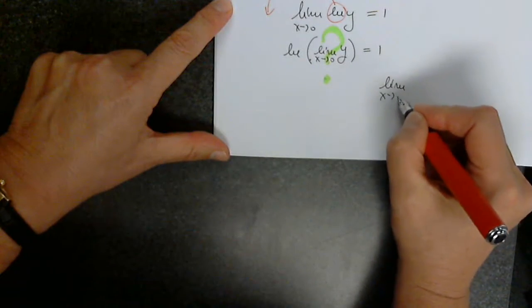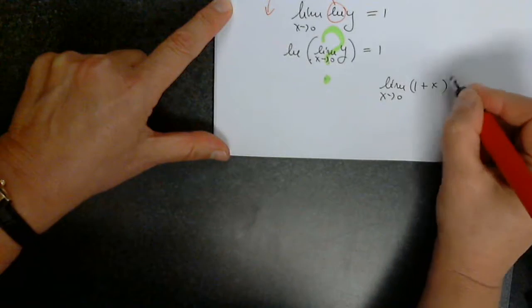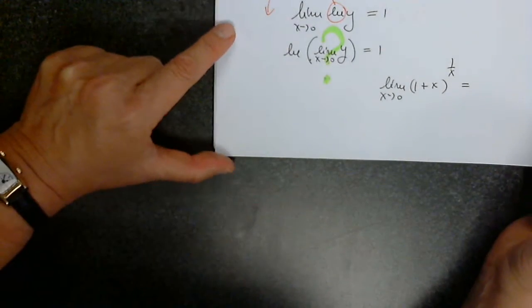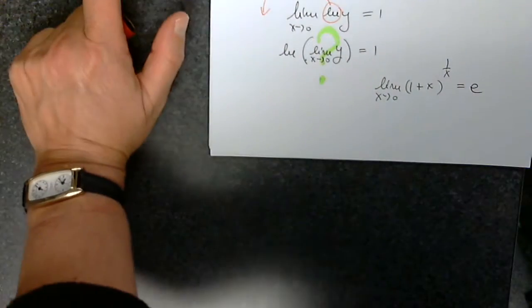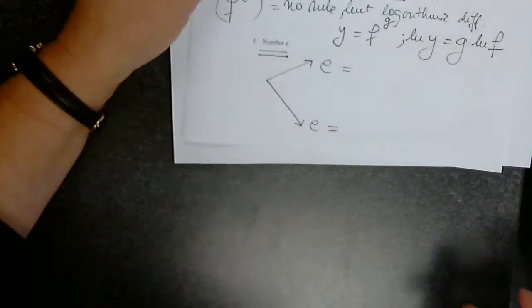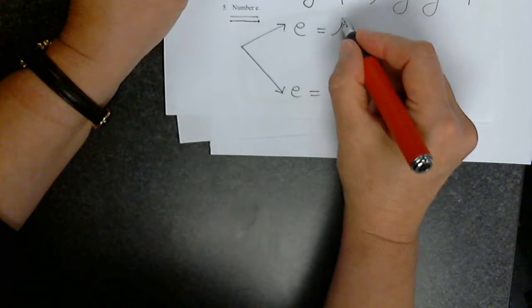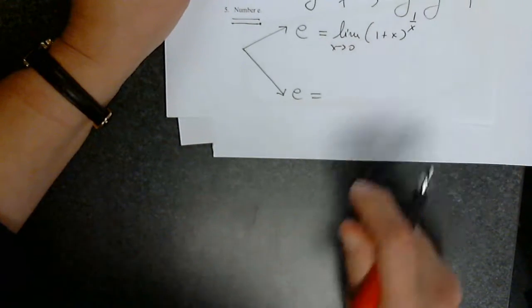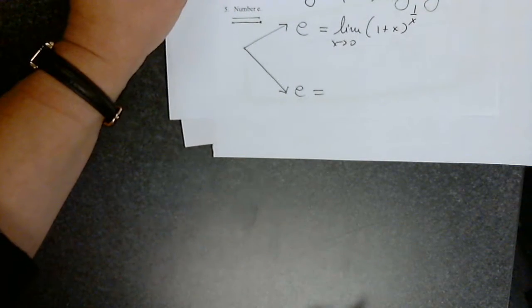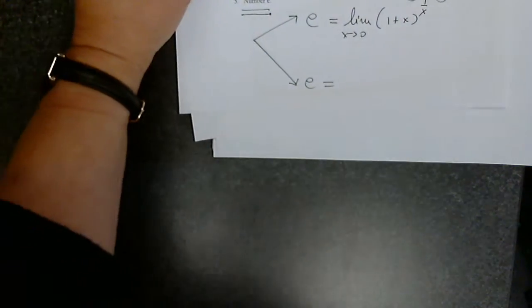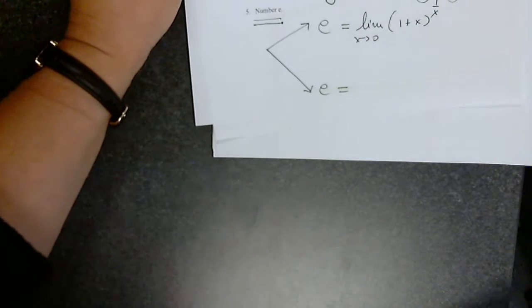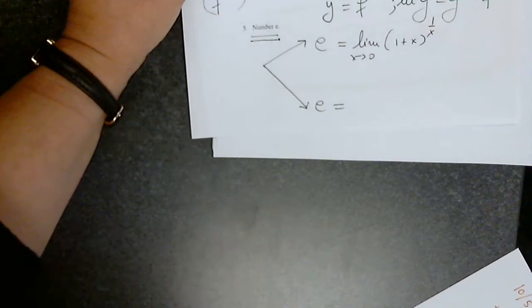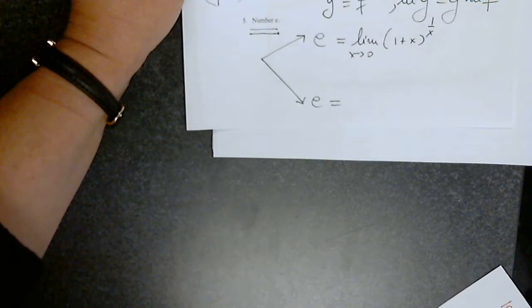So then the conclusion is clear. Limit as x approaches 0 from 1 plus x to 1 over x must be, and this is one result, extremely important, limit as x approaches 0 from 1 plus x to 1 over x is e. Actually, you determined it. I didn't. Okay?